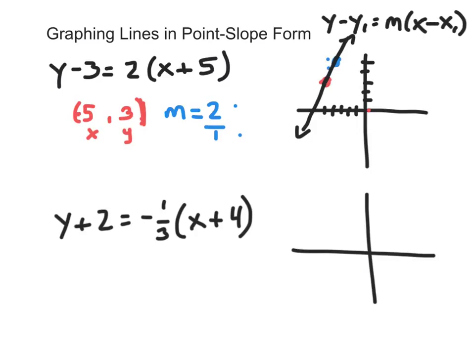Again, because the slope of a line is the same anywhere on the line, if we know one point that's on that line, we can start from there and then use the slope to draw it.